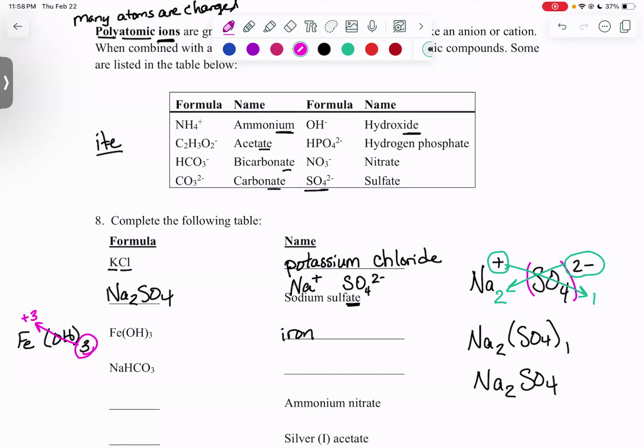So we get a +3, and really there's a 1 right here. So I'm going to do the reverse. It's going to be a 1 negative. Well, what is OH? OH minus is hydroxide, and so it does carry a charge of -1. So the iron must be iron 3. And then all I have to do is name my polyatomic ion, hydroxide.